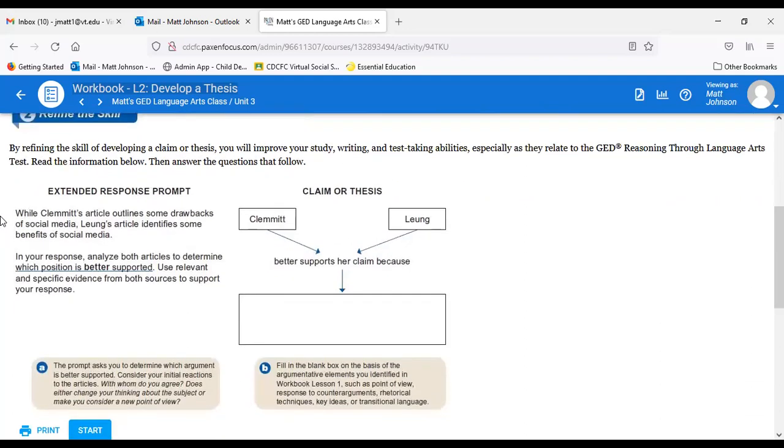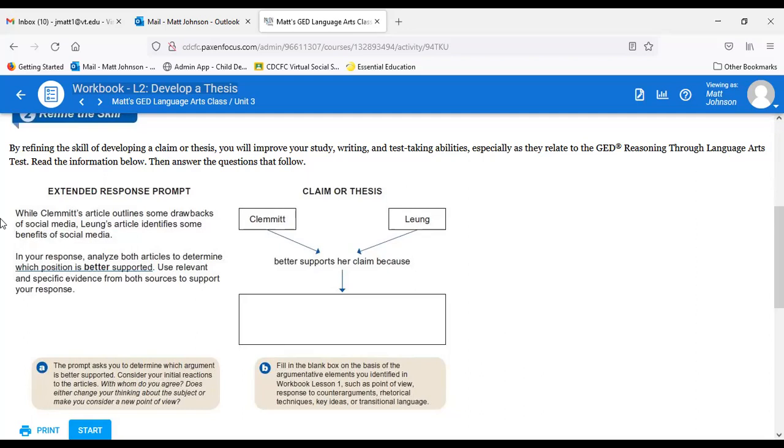So again, looking at this, we have two passages, which we've also read before, but we'll review them. So it says, while Clement's article outlines some drawbacks of social media, Young's article identifies some benefits of social media. And then in your response, you analyze both articles to determine which position is better supported. Use relevant and specific evidence from both sources to support your response. So a claim or thesis, right? They have the two, and either A or B better supports her claim because, and that's how you fill it in.